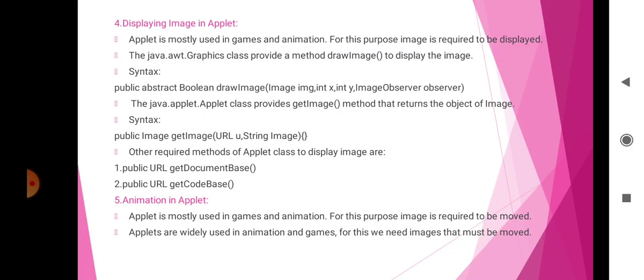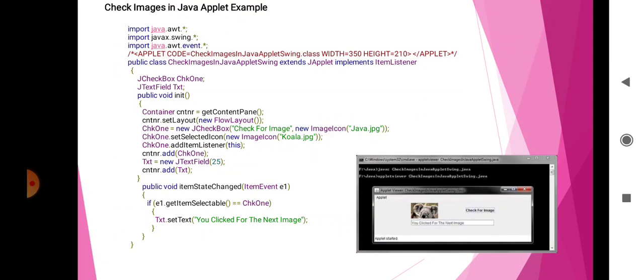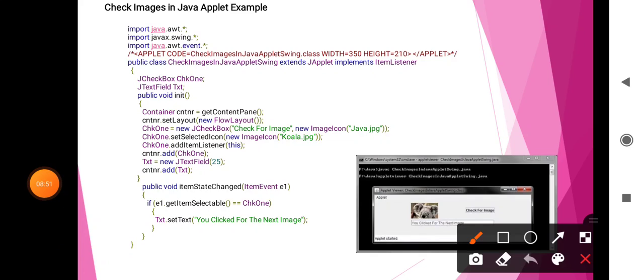Then last is animation in applet. Applet is mostly used in games and applications, and for this purpose an image is required to be moved, and applets are widely used in animations and games. For this we need the image to be moved, and here is one example for an image. Check the image in the Java applet.